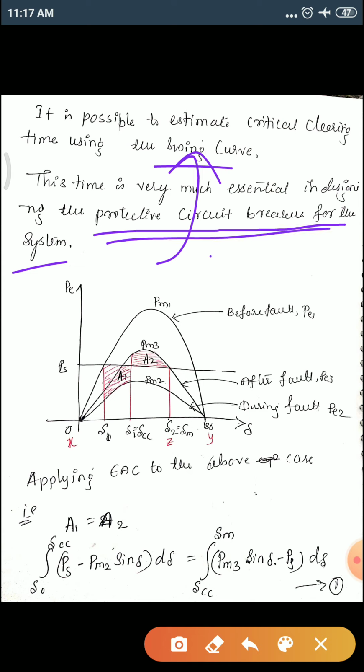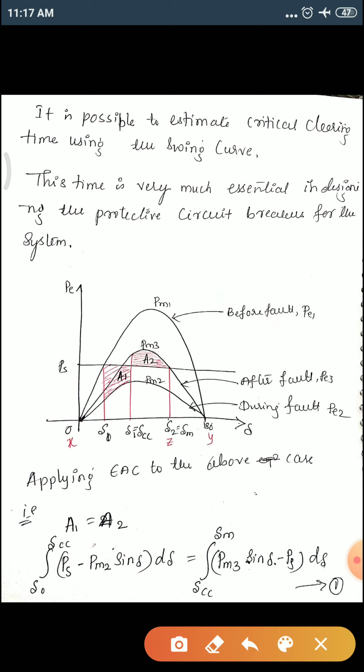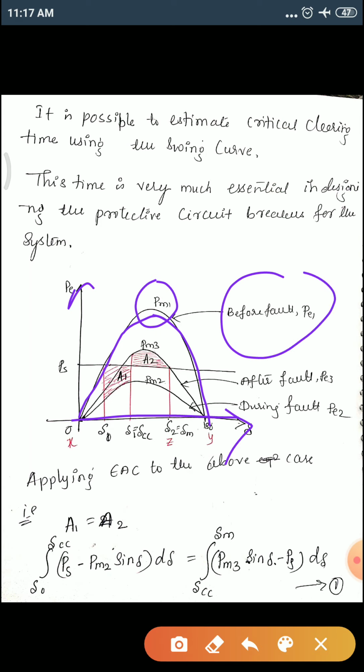Now the critical clearing angle, delta cc, can be calculated by the equal area criteria. Let's draw the power angle curve for the system, P versus delta. This power angle curve is denoted Pm1, which is before a fault occurs. This is Pm2, which is during the fault, and this is Pm3, after the fault. These three are the power angle curves.